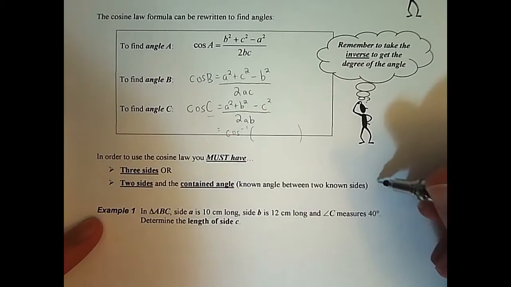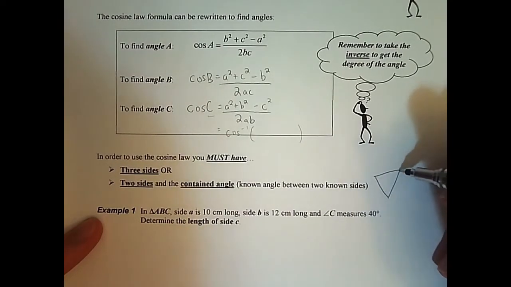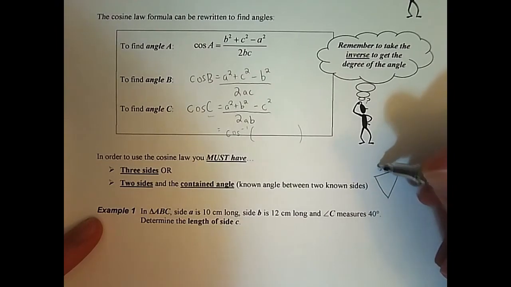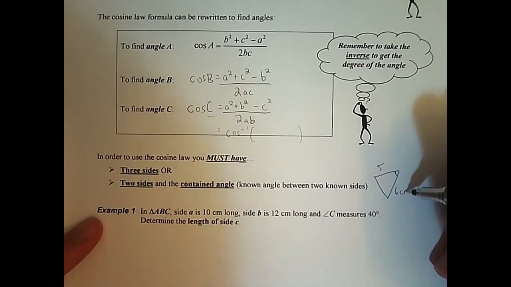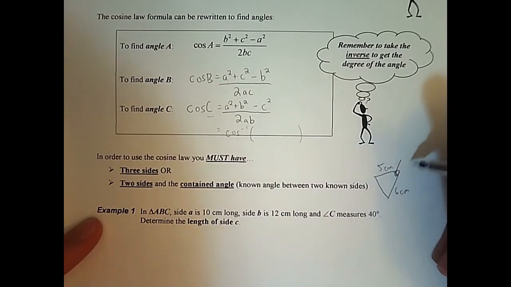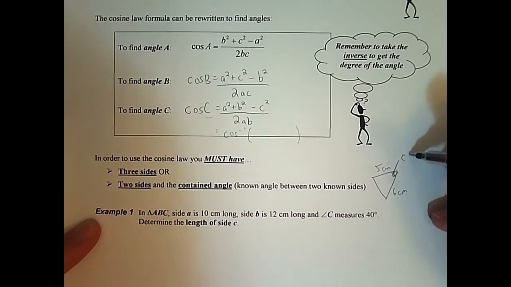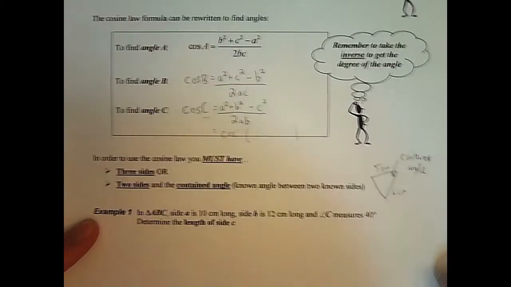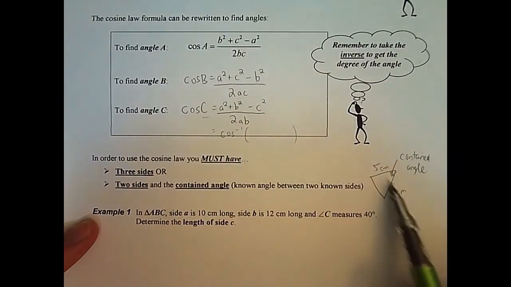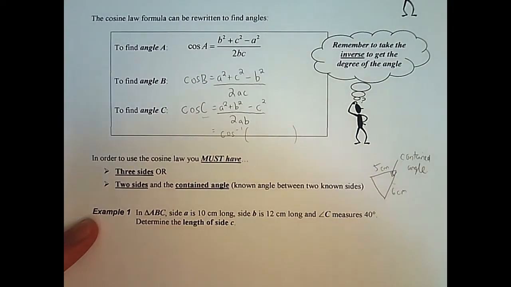And what I mean is, if I had a triangle like this, and I know these 2 sides were like 5 and 6, I can use cosine law if I know the angle in between. That's the contained angle. So the contained angle is just the angle in between the 2 sides that I know. So let's get to an example.